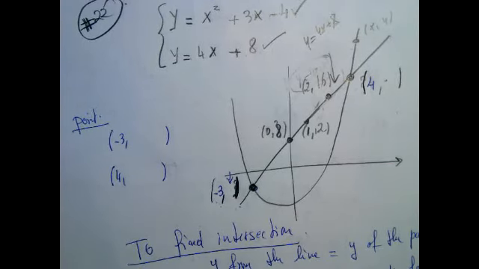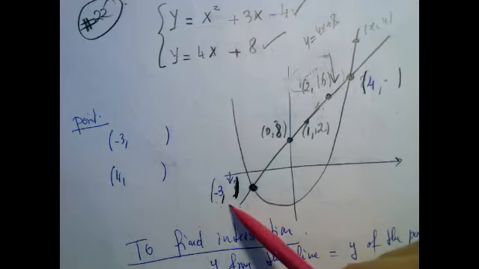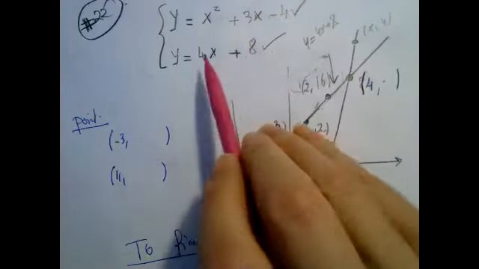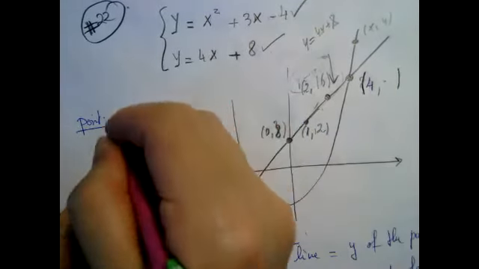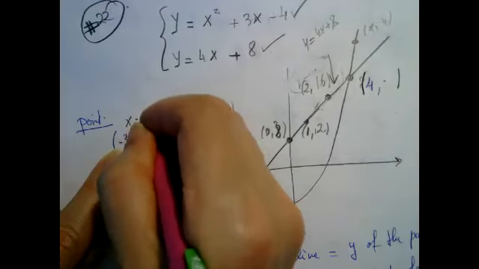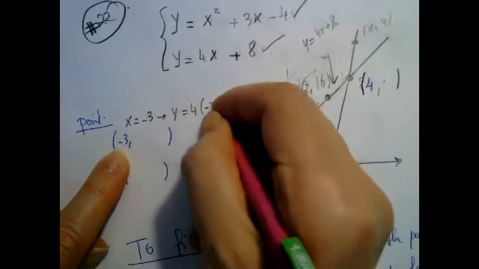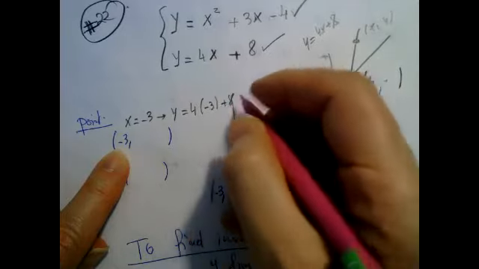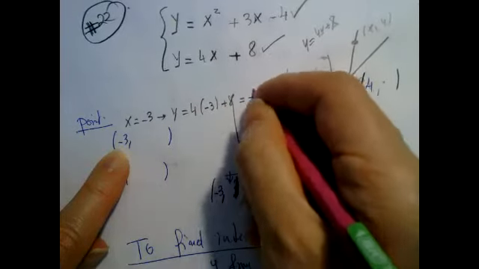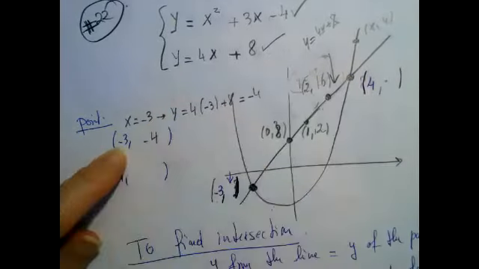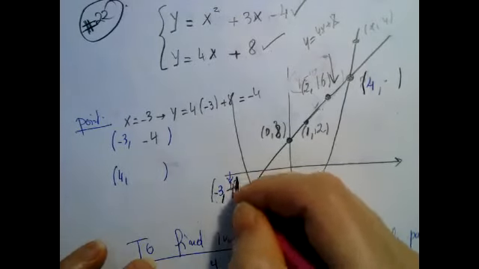-4. Where did you get that from? Because I plugged it in the same way. The same line, so we plug it in here. So if x equals -3, y is 4 times minus 3 plus 8, minus 12 plus 8, minus 4. That will give me this point.